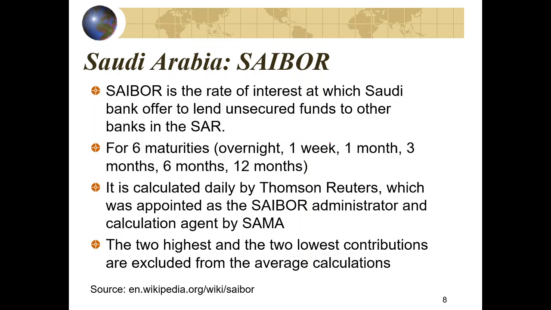So every day, Thomson Reuters will ask banks for their quotes of lending another bank for these 6 maturities. Thomson Reuters will exclude the highest 2 and the lowest 2 and calculate the average for each maturity, and that will be the rate fixing rate for that day.